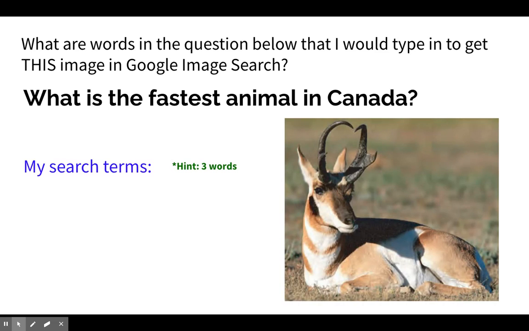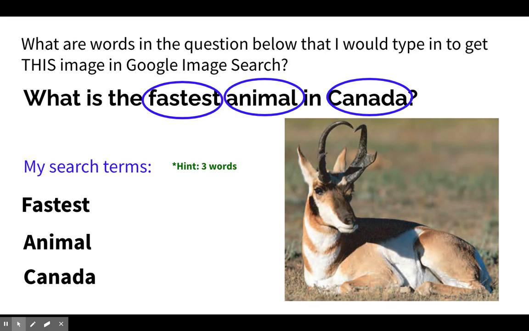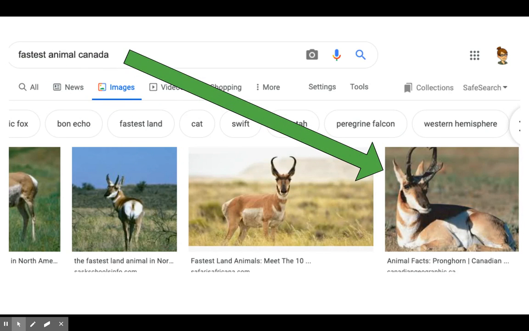So here is a picture of the fastest animal in Canada, and I am not going to type in what is the fastest animal in Canada because it's going to find web pages that use all of those terms, and I really only want to know the fastest animal Canada. If I type in fastest animal Canada, there it is. Turns out it is the pronghorn.